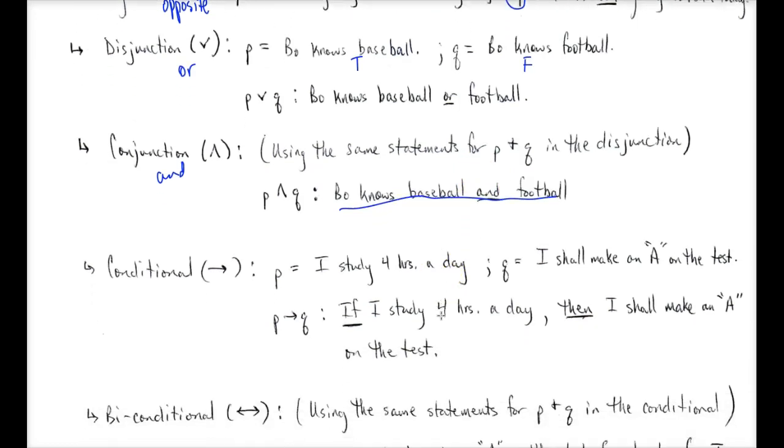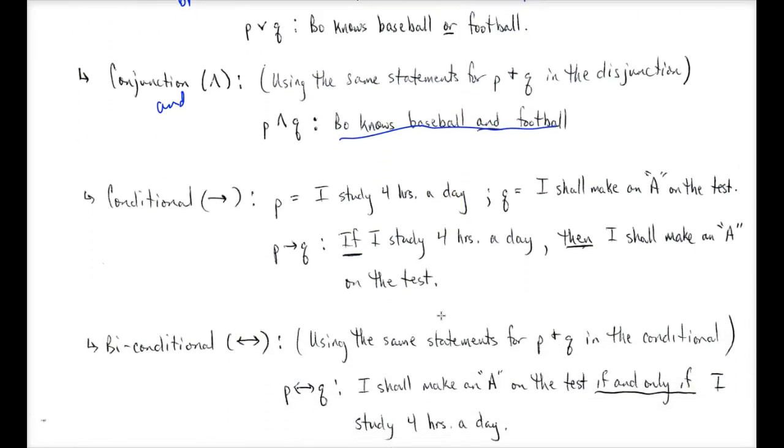Now for the conditional statement, we're going to use the situation of I study for 4 hours as one idea statement, and then the other one is I shall make an A on the test. So if we put that together, if I study 4 hours a day, P, then I shall make an A on the test, Q.